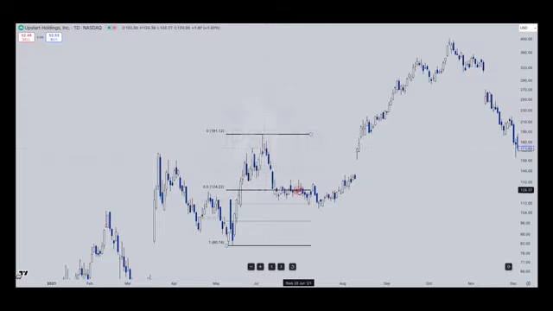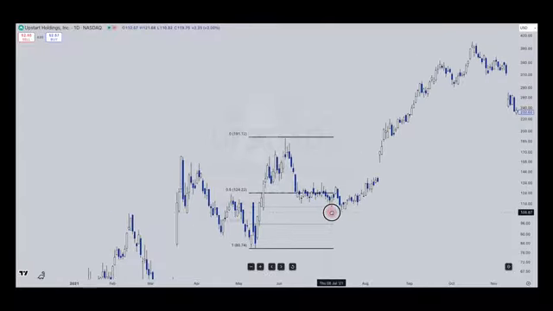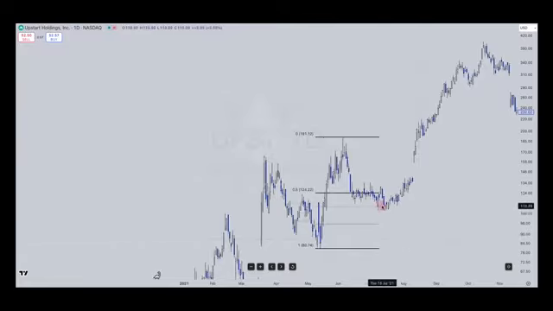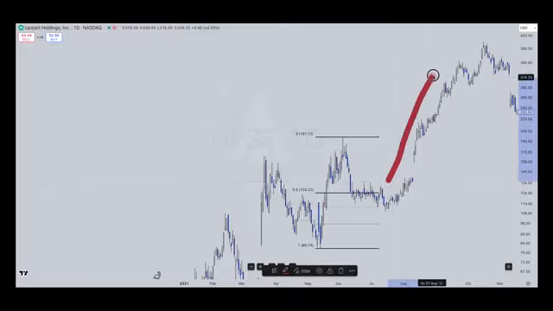Buyers didn't stop there. What happens? Price goes even lower, all the way to an optimal entry point. And then what happens after that? Lethargic move upwards. Then you see a sharp move upwards. Okay.